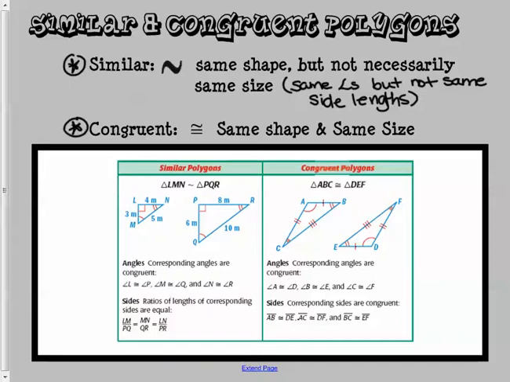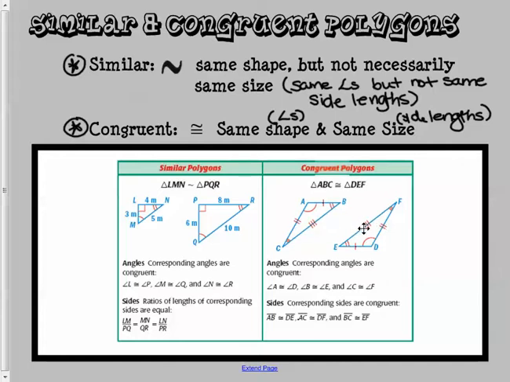Also write down congruent. Congruent means they have the exact same shape and same size. So when I say shape, I'm always meaning angles. When I say size, I'm always meaning the side lengths. Okay, so write those two down. These two are congruent. If you look, they have the same angles and all of their side lengths.